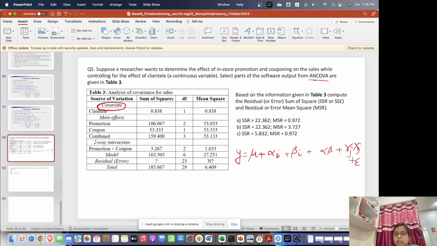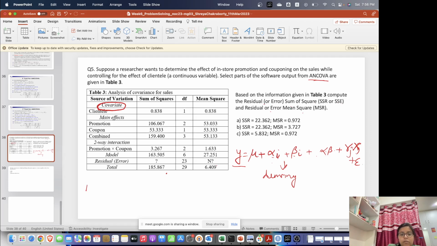So all of these can be coded as dummy variables, as we have seen in the class, and then we can use the regression model with these dummy variables to get the estimates and sum of squares of all of these, and then finally get the mean square. Okay, so the first thing the question asks is: based on the information given, compute the residual sum of squares or residual mean square.